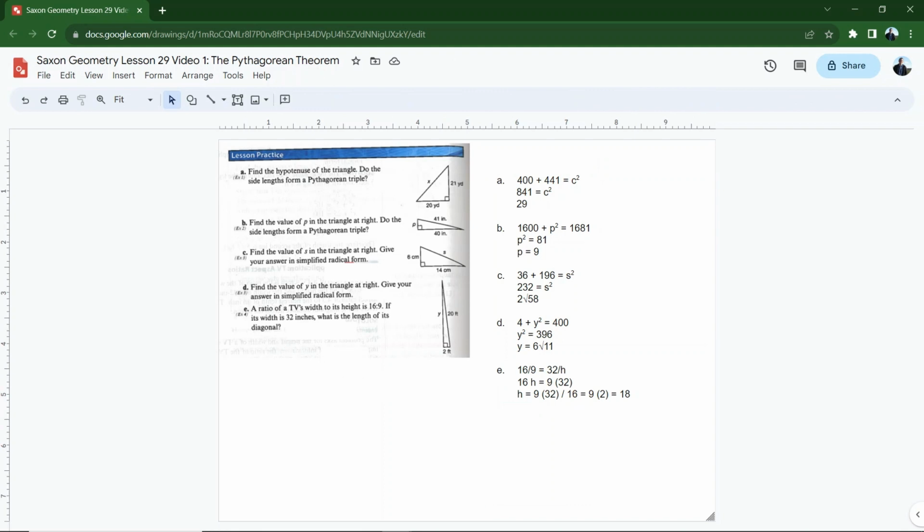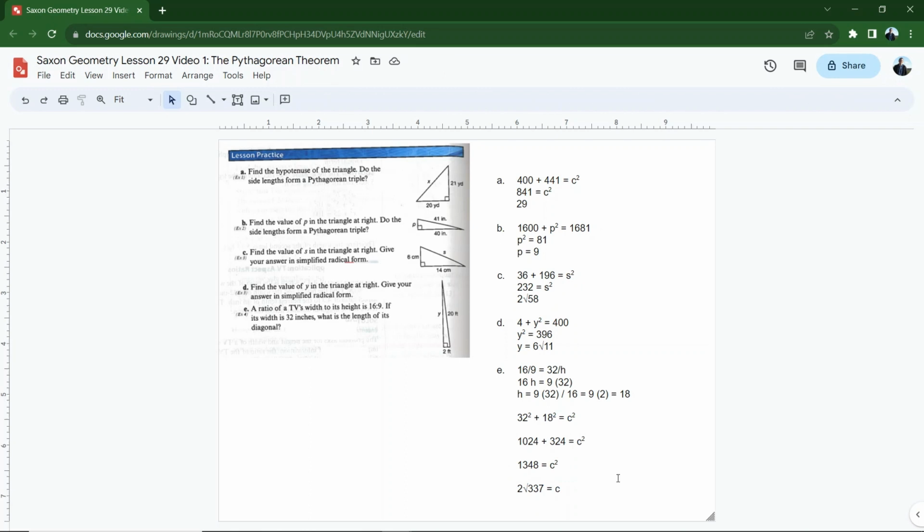And now I know the width and the height, so it's easy to find the diagonal. Although we'll be working with some pretty big numbers here. The 32 squared, that's the width. 18 squared is the height. That's going to give me the diagonal squared by the Pythagorean Theorem. If I simplify that, I get 1024 plus 324 equals c squared. So c is going to be the square root of 1348, or 2 times the square root of 337.